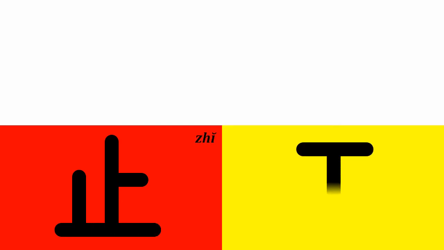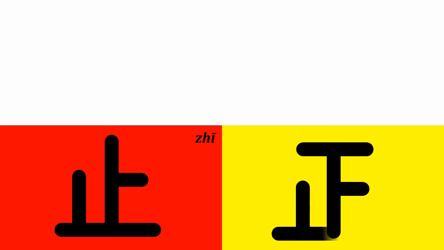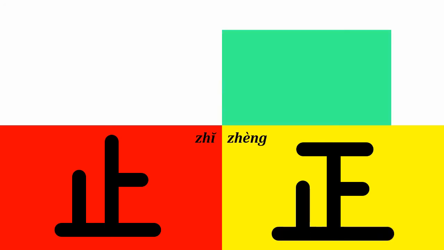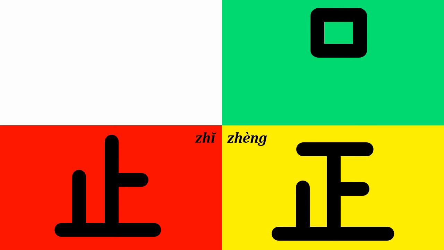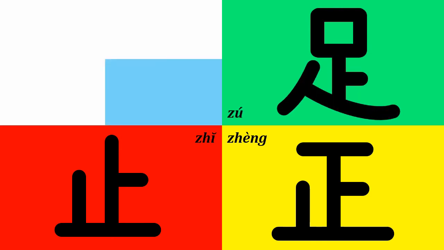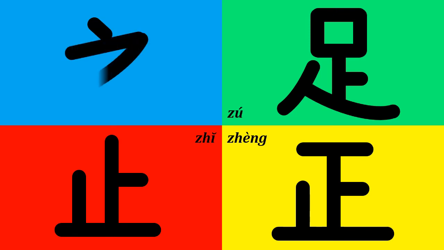Here is our color chart with today's seven characters and their correct stroke order. 止, 正, 足, 之, and 出.